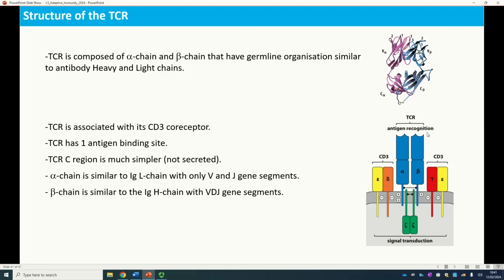So, as we mentioned before, the T cell receptor just has one antigen binding site that you can see here. Its structure looks a little bit simpler, but essentially the alpha chain is similar to the immunoglobulin light chain, and it just has VJ segments, whereas the beta chain is similar to the heavy chain from immunoglobulin, and this has VDJ segments.